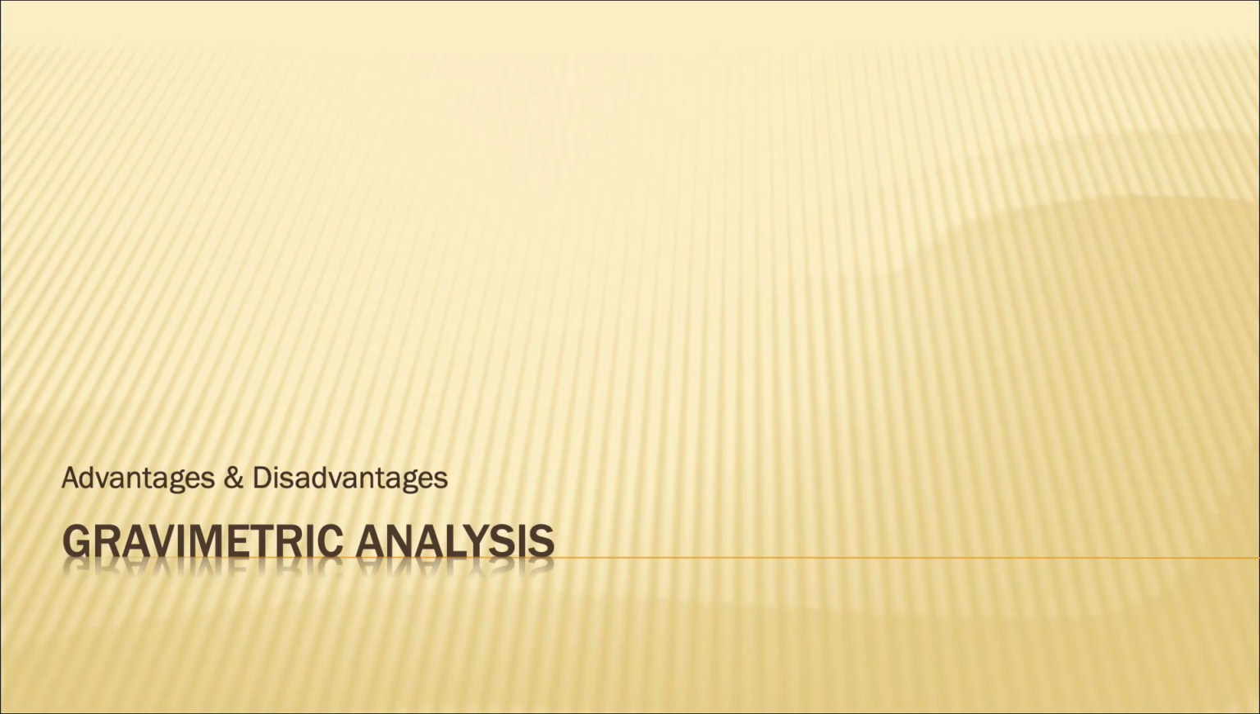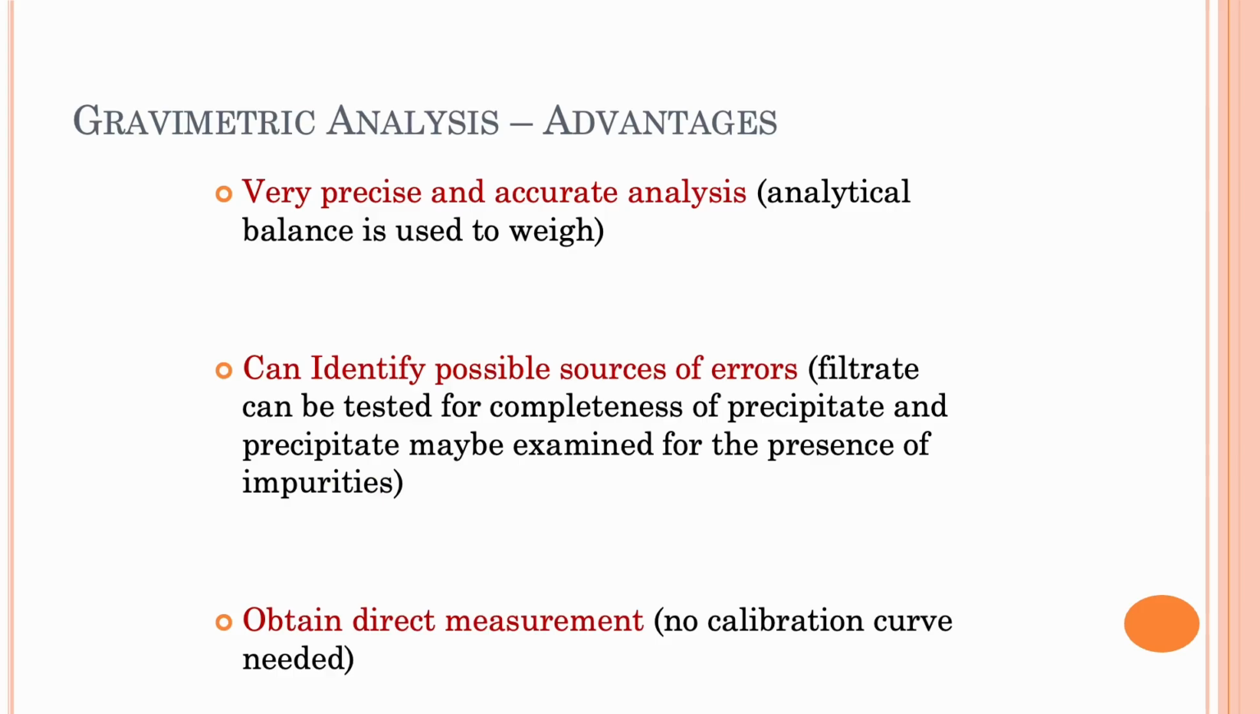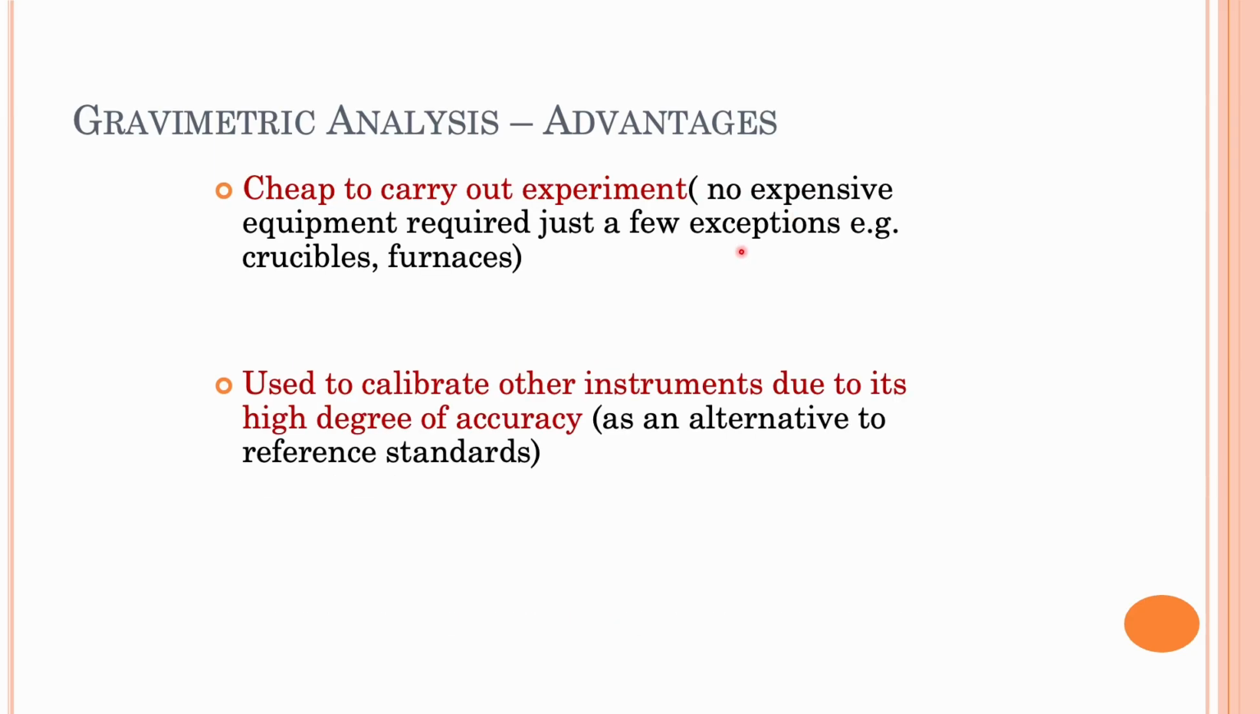So to wrap up this topic, we're just going to be looking at the advantages and disadvantages of gravimetric analysis. Some of the advantages are that it is a very precise and accurate analysis. You're using an analytical balance that goes up to 4 decimal places. You can identify your possible sources of error and you obtain direct measurements. It is cheap to carry out your experiments.